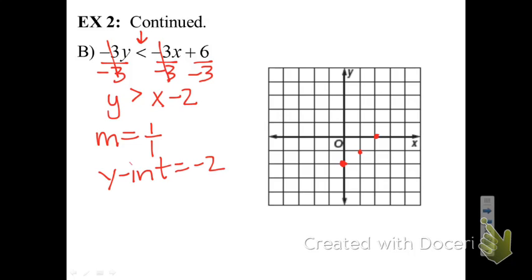And then we look back at our inequality. Our inequality here reads y is greater than. Because it's greater than, we have a dashed line, and then we determine if we shade above or below. It says y is greater than, so we would shade above.